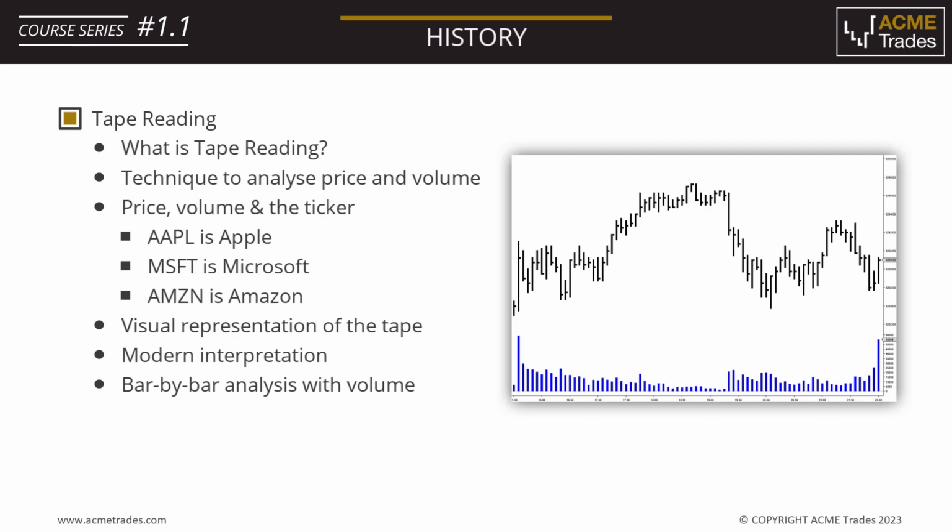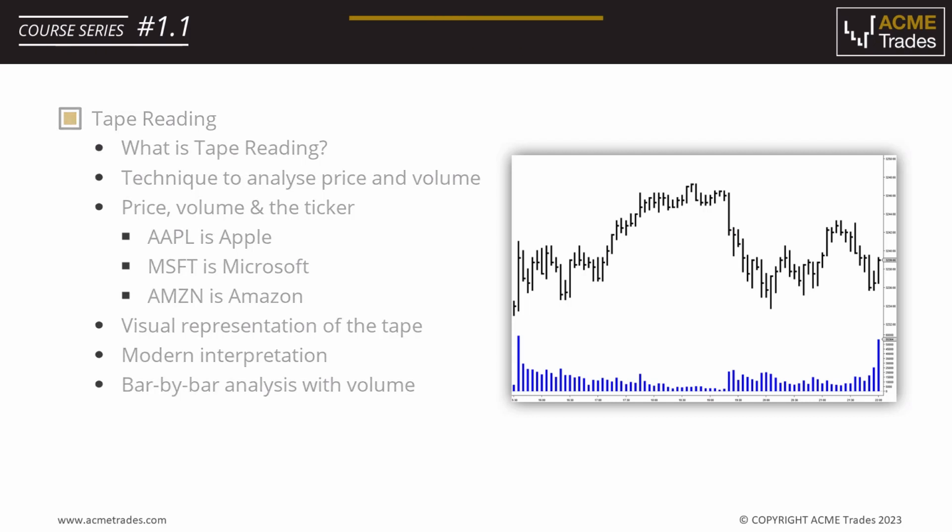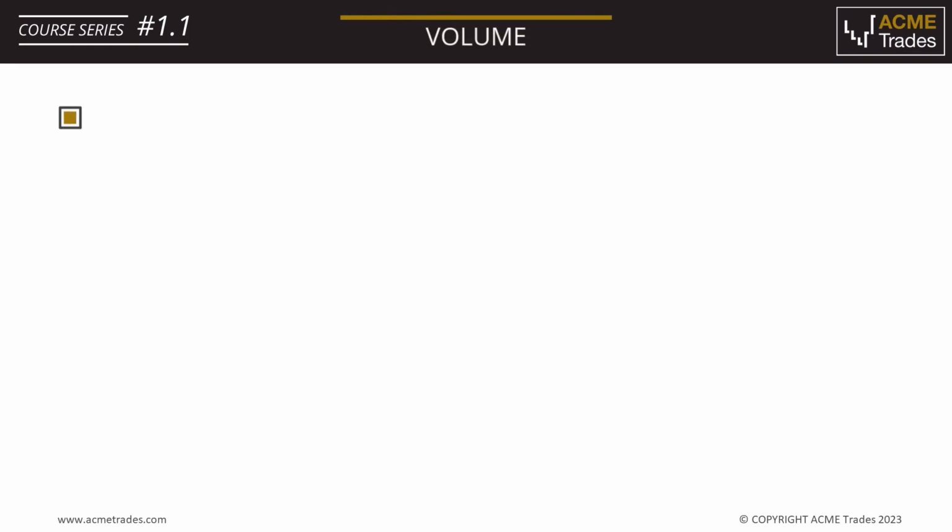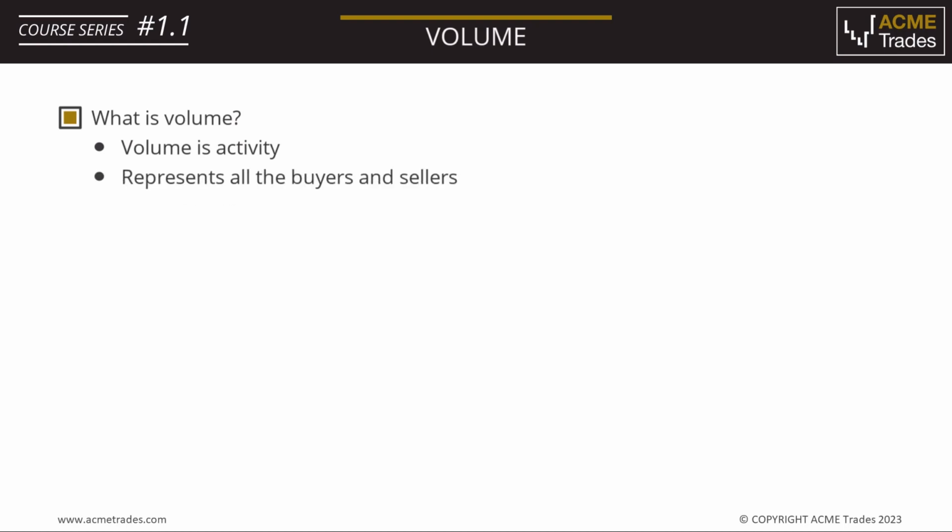Price is represented by a bar on the chart, nothing more to it. So what is volume? What is its significance? Well, volume in its most basic form is activity. It represents all the buyers and sellers within an individual bar.